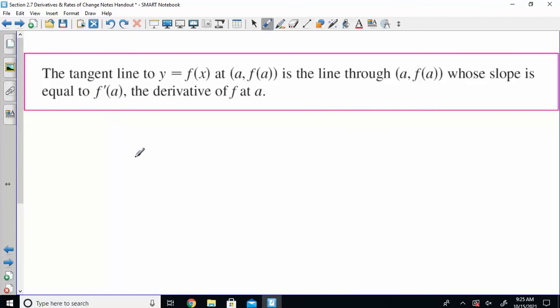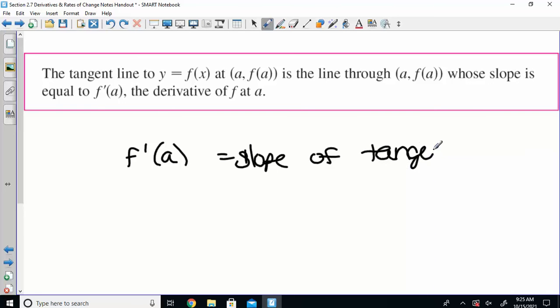So that's what the next thing just tells us, that the derivative is just the slope of the tangent line. So f prime of a is the slope of a tangent line at x equals a. So we no longer have to make tables to approximate these. We can just do our derivative.